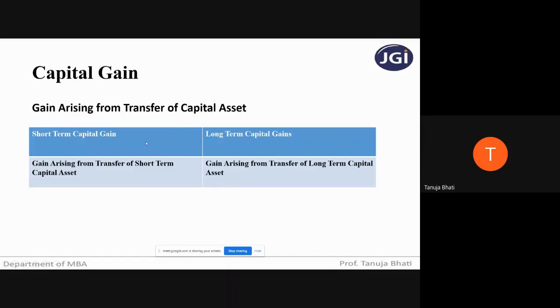short-term capital gain. I request the students to kindly mute your audio.